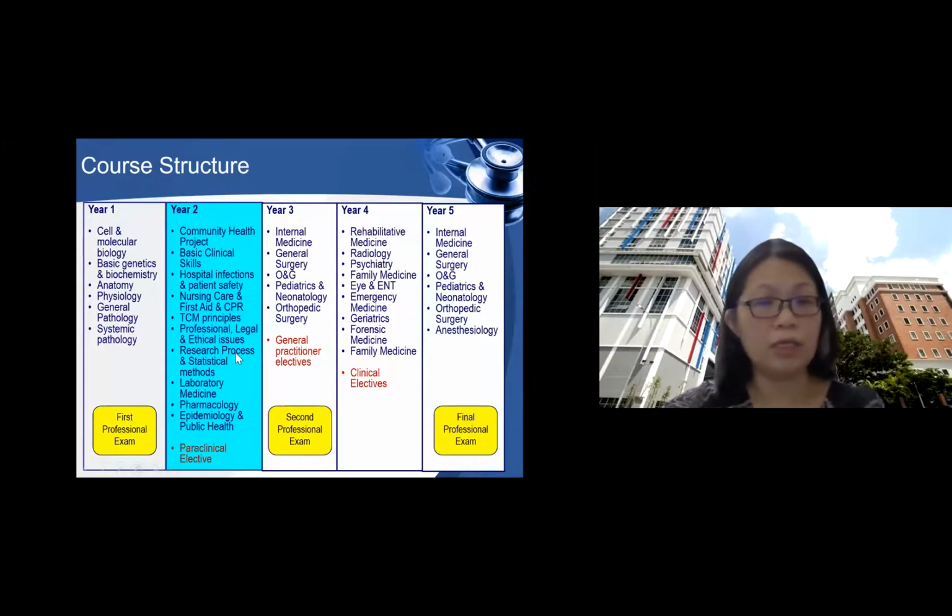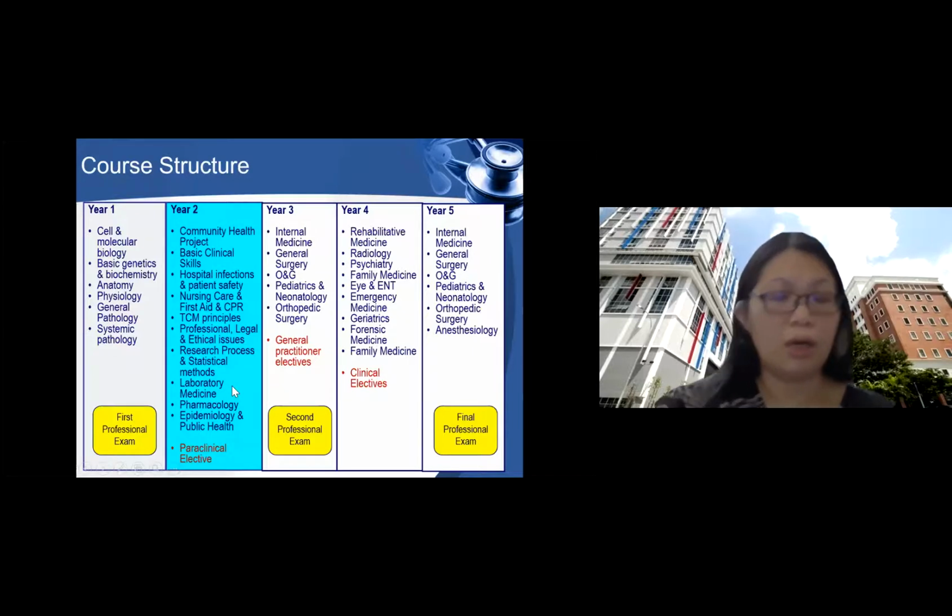And also in year 2, we have courses to better enhance their professionalism, like for example, professional legal and ethics issues. And also we have laboratory medicine. This is considered one of the unique features in the UTAR MBBS program, because we have 8 weeks of laboratory medicine scheduled in the year 3 program, whereby the student has a chance to visit the clinical lab in the hospital, to see how the clinical specimens are processed, and also how to interpret the laboratory data in order to help with the diagnosis, right?